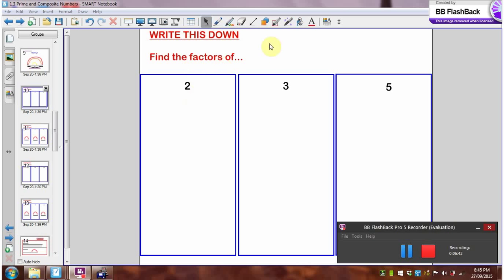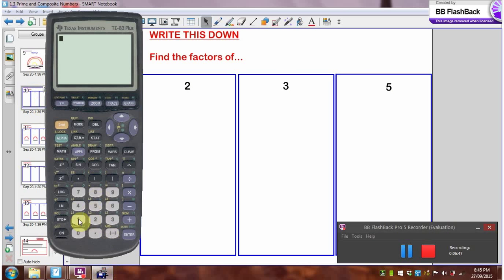Okay, so factors of 2, 3, and 5. So if you put that in on your calculator, so 2 divided by 1 equals 2, so our factors are 1 and 2, and we know that the numbers are close together, so we can stop. Same goes with 3. 3 divided by 1. Okay, 1 and 3 are factors. But if we go 3 divided by 2, we get a decimal, not a whole number. So 2 is not a factor of 3.